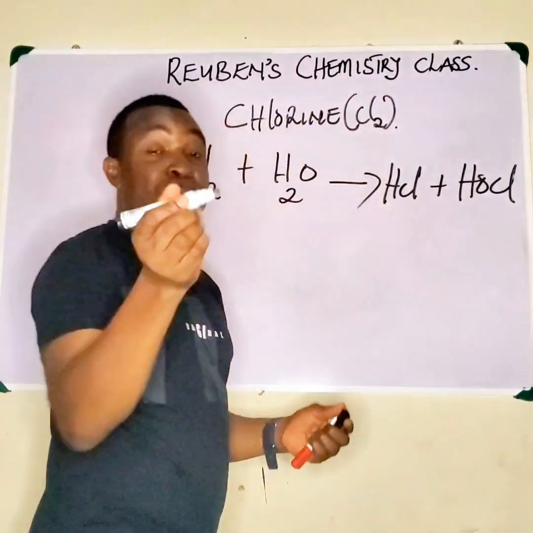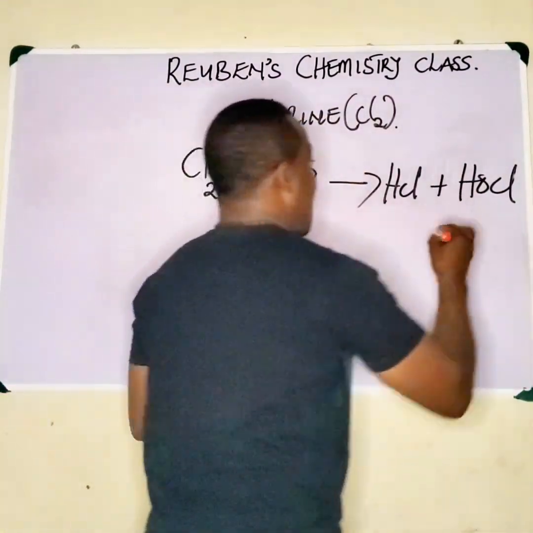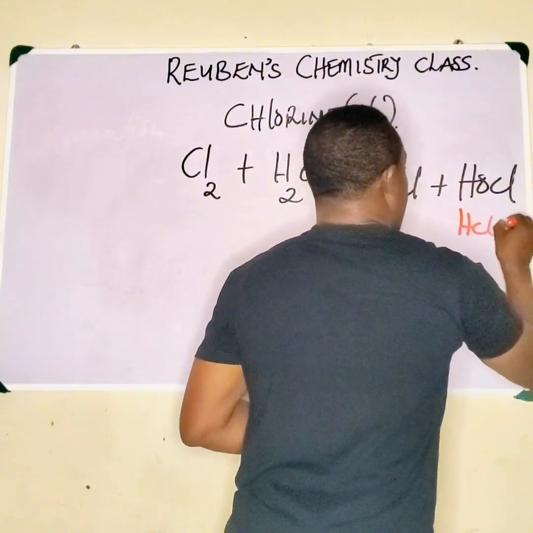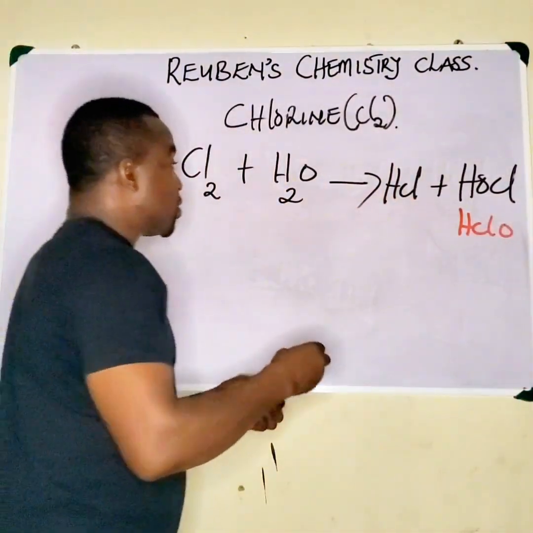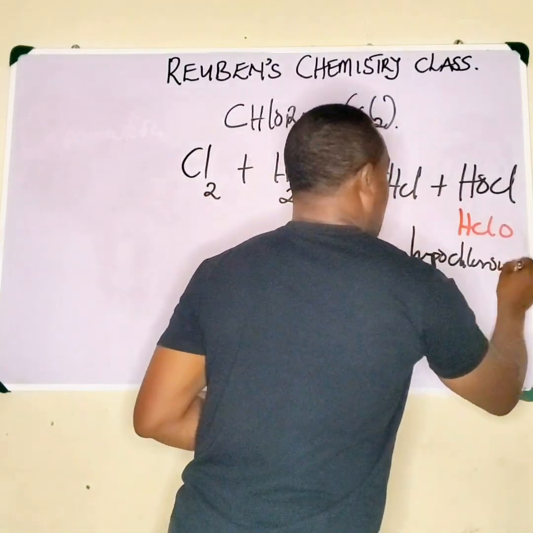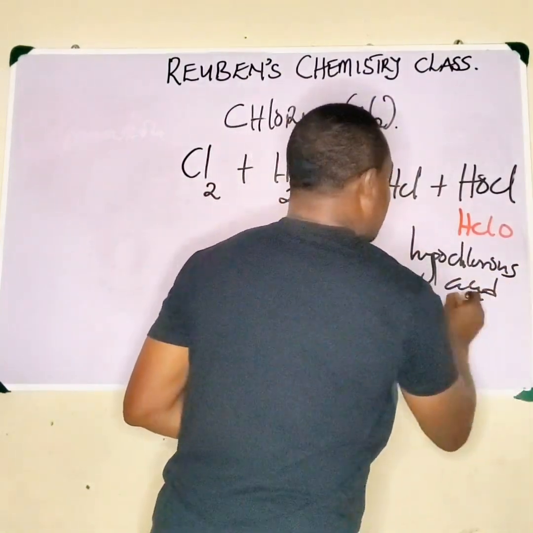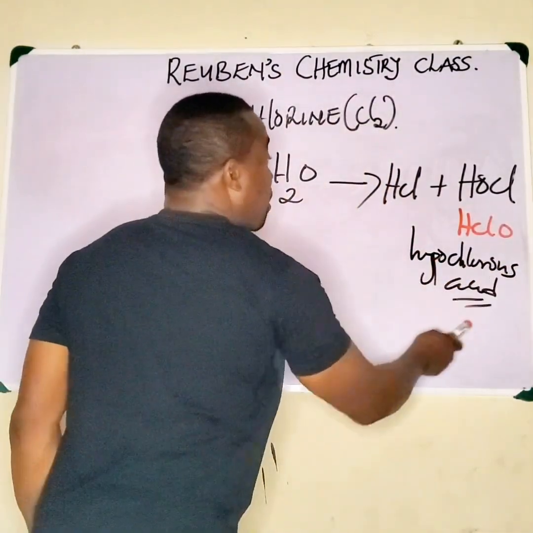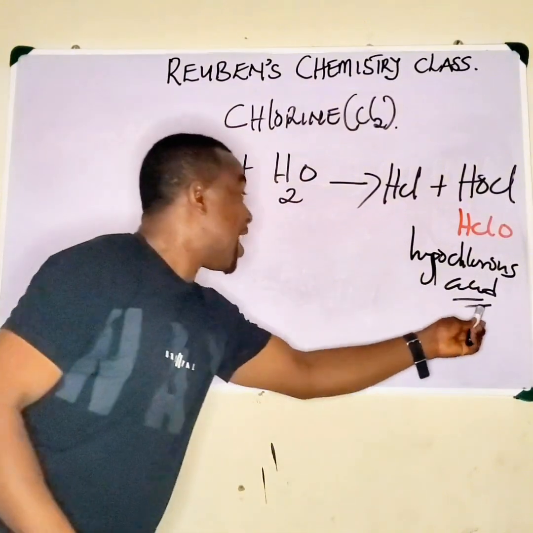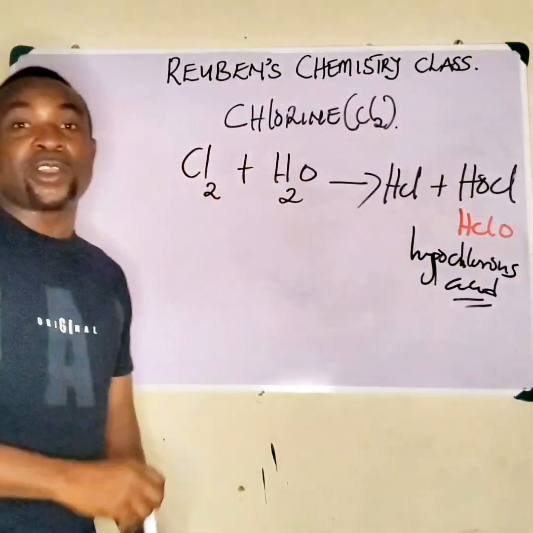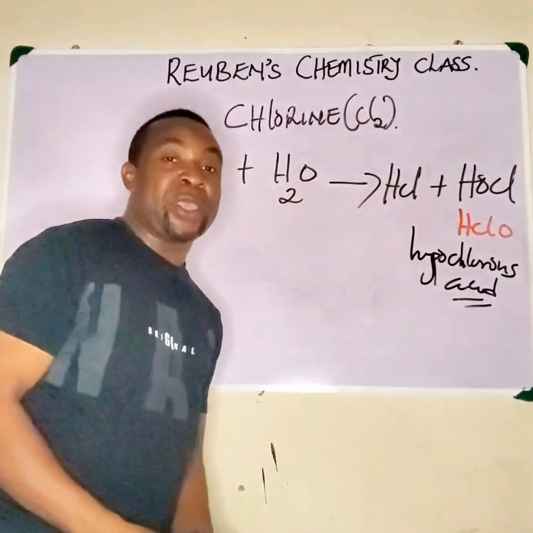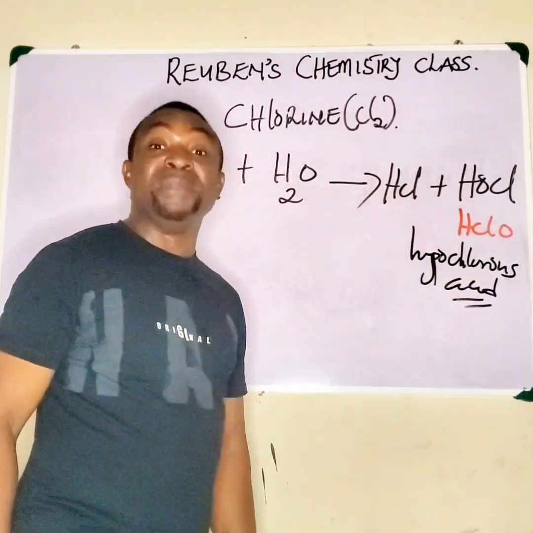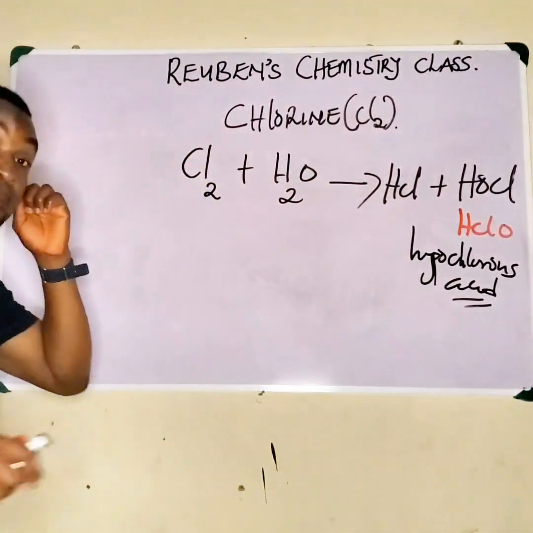Hypochlorous acid. Some people might write it as HClO. Both are correct. So this is known as hypochlorous acid. And this compound is the one that takes care of the bacteria, microbes, or germs in water. It kills them. And it can also be used as a bleaching agent. So this is what happened.